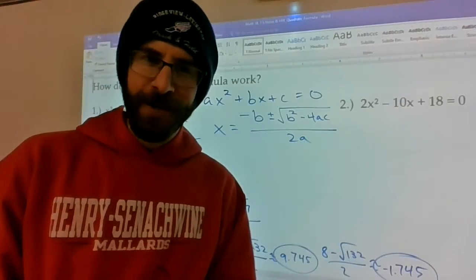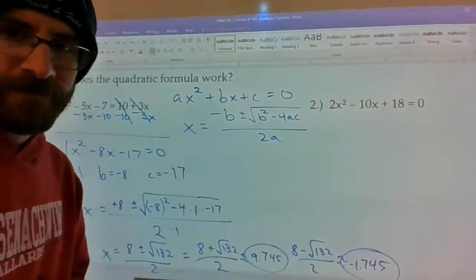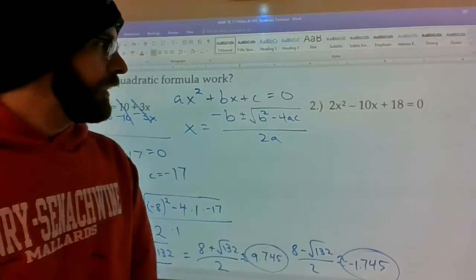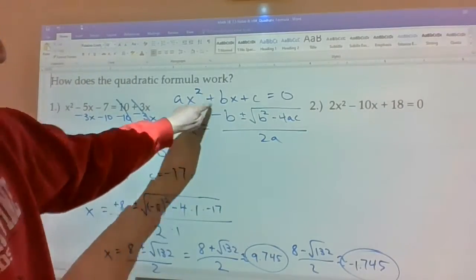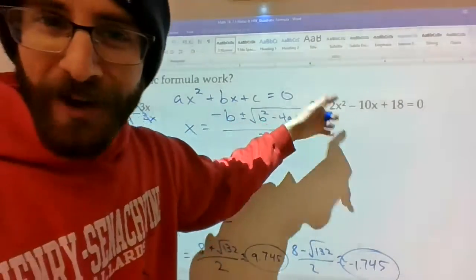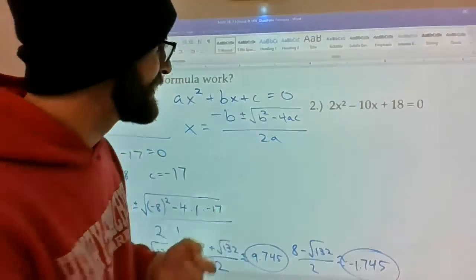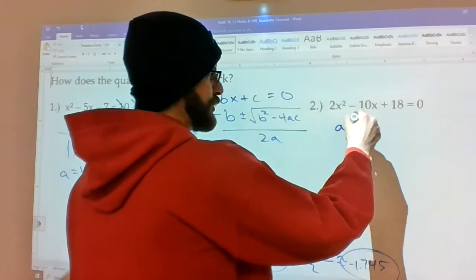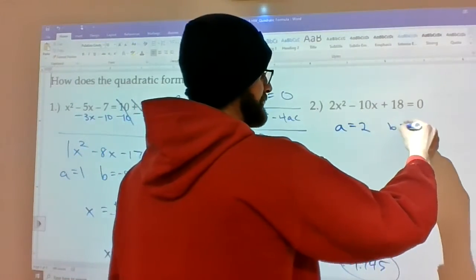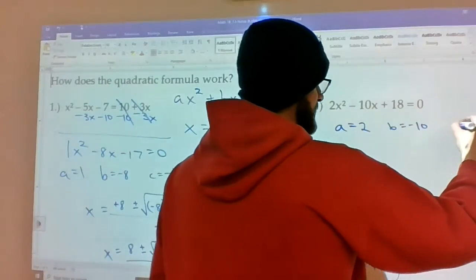Let's check out another example. All right, number 2. Does it look like this form? It certainly does. We don't have to do any legwork. Awesome. a is 2. b is negative 10. c is 18.